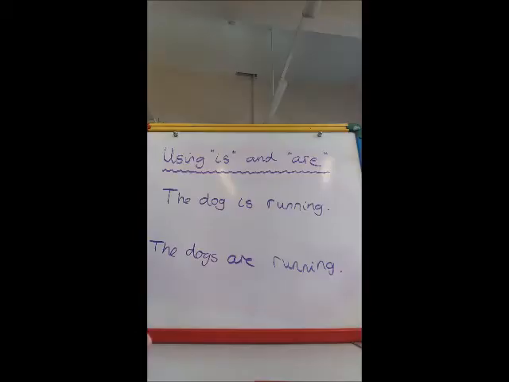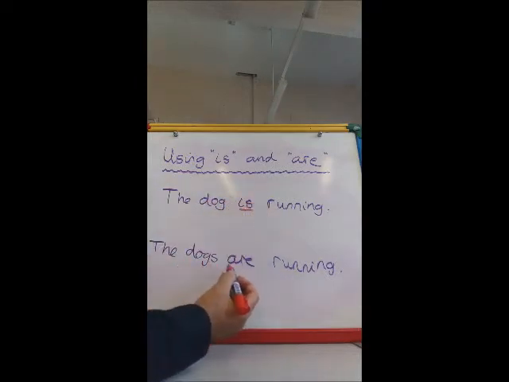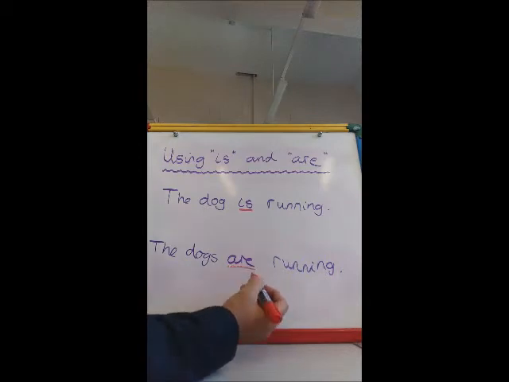Hello, it's me again. This time we've got a lesson on how to use "is" and "are". This shouldn't take too long. Okay, so in this lesson we're looking at "is" and "are". The best way to do this is by looking at two sentences. The dog is running and the dogs are running.